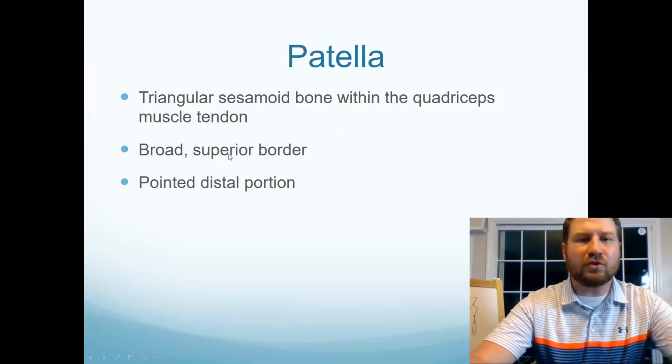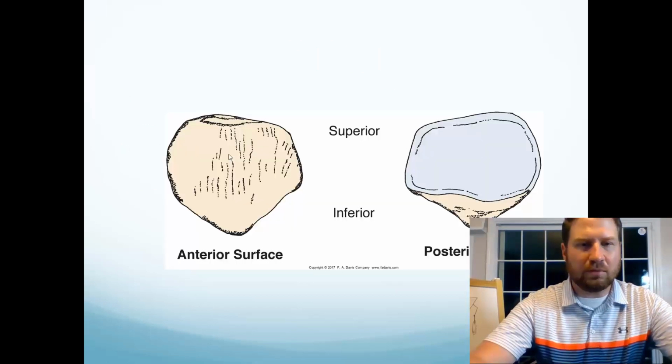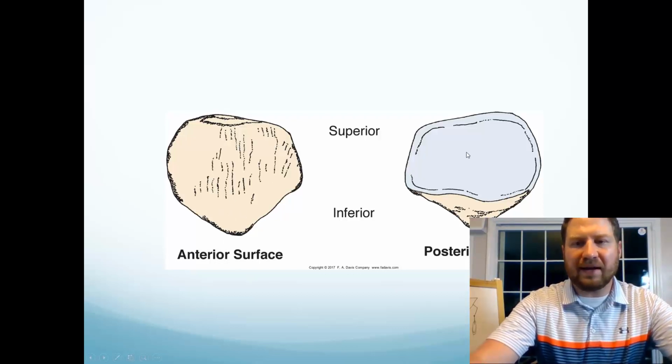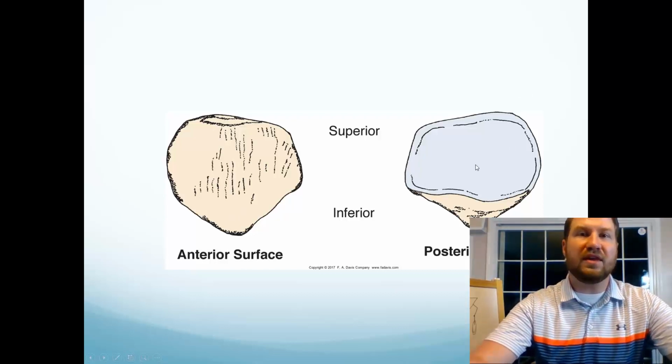Okay? It has a broad superior border, a pointed distal portion, right? And that's what it looks like. It looks like a triangle. Has an inferior pole, a superior pole, and a medial and lateral border. Okay? On the back side, it does have articular cartilage because it articulates with the femur.